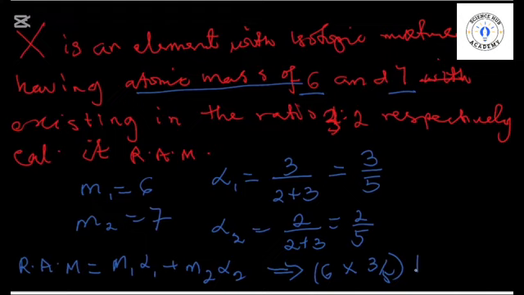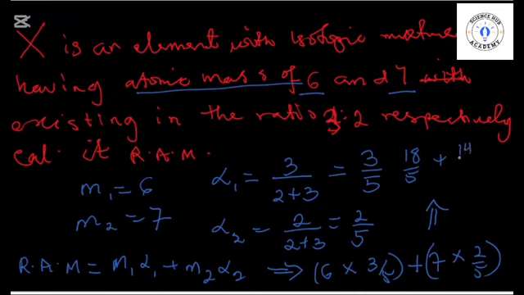So this will then give us what? You can calculate that. This will give us 18 over 5 plus 14 over 5. So 18 plus 14 gives 32 over 5. So what is 32 over 5, ladies and gentlemen? 6.4. So the answer is 6.4 as the relative atomic mass. I hope that's understood. So you should know how to apply fractions when the relative abundance is in fraction, meaning in ratio form, and when it is in decimal form.